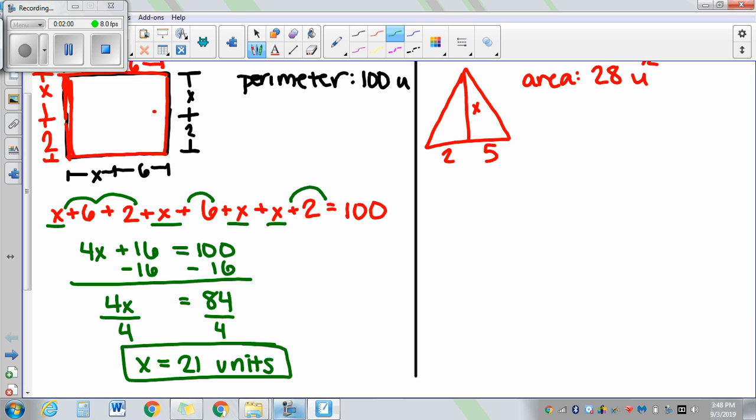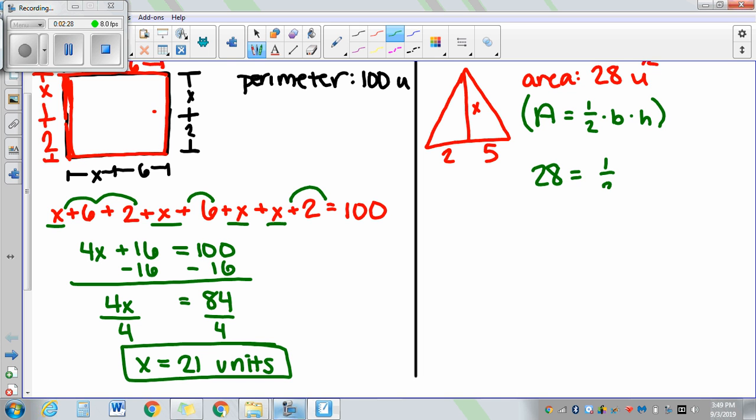In the triangle over here, this one's a little bit different because it doesn't ask for perimeter, it asks for area. Remember, area of a triangle is 1/2 times the base times the height. So perimeter is adding up all the sides. In a triangle, the area is 1/2 times the base times the height. So let's fill in what we know. I know that the area is 28 units squared.